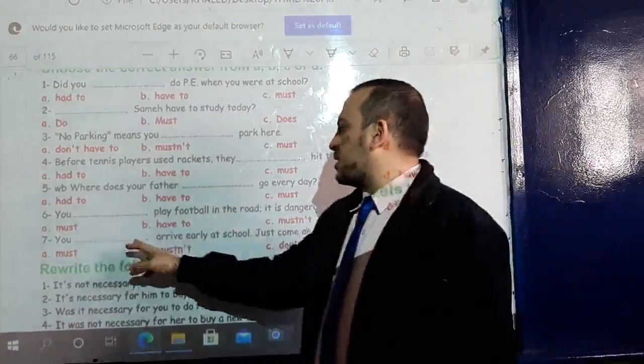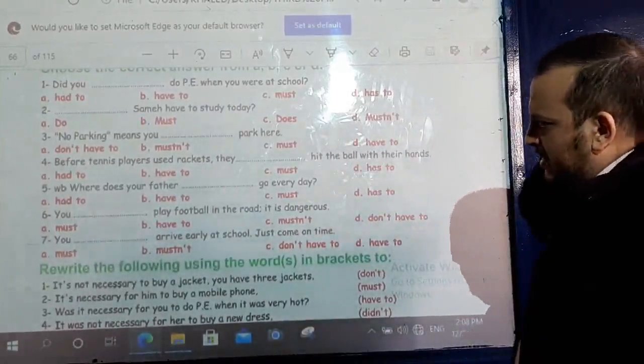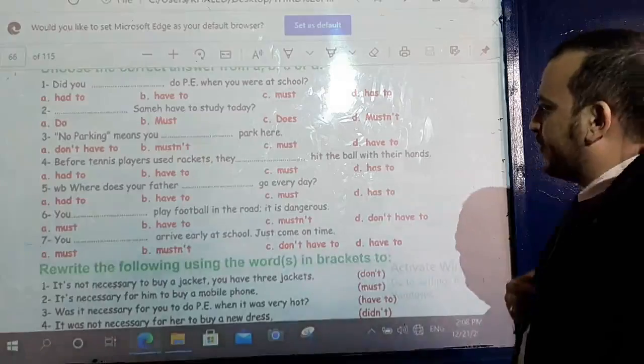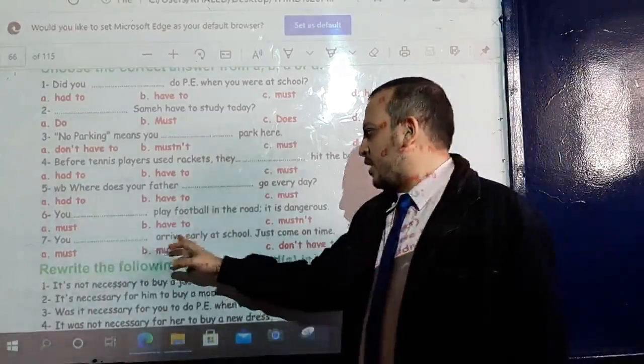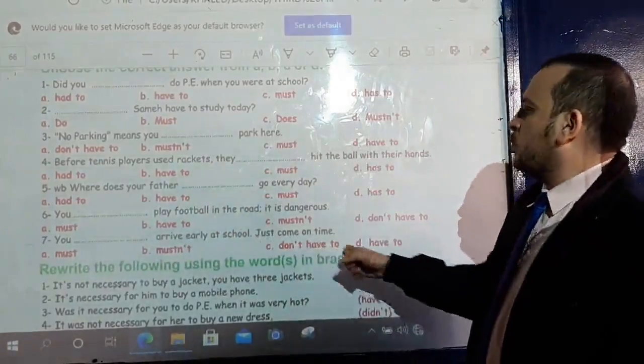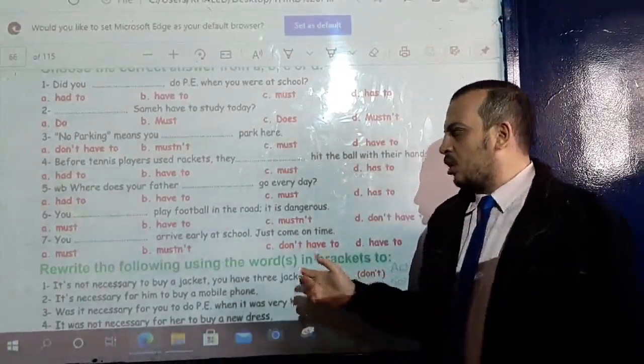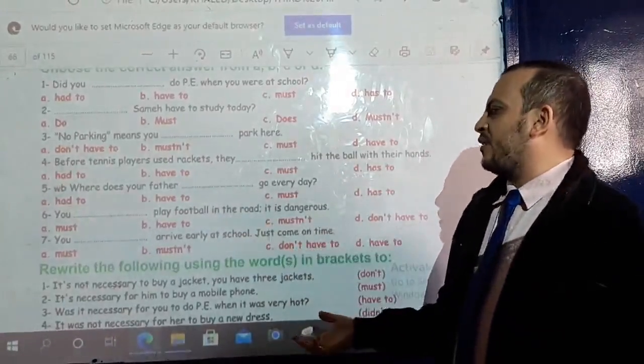You space arrive early at school. Just come on time. You must arrive early, or you have to? No. Here, just come on time. So you don't have to. There is no necessity, or it is not necessary. So you don't have to arrive early at school.